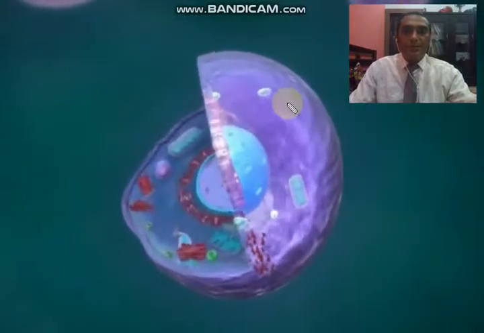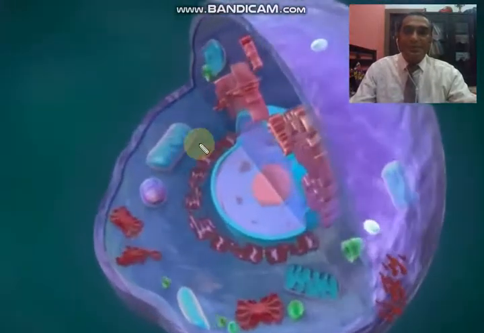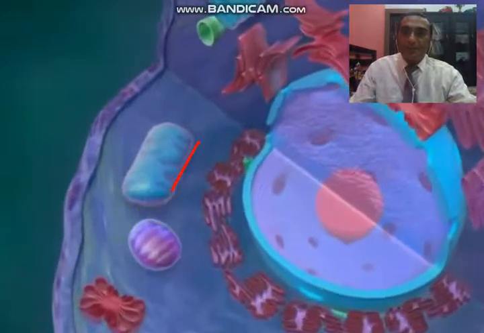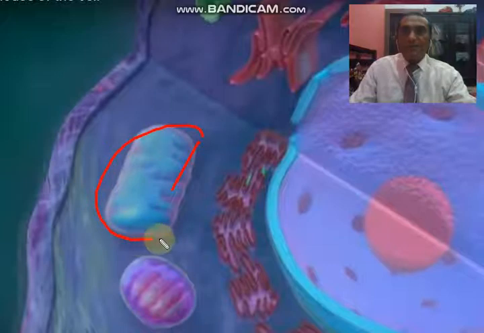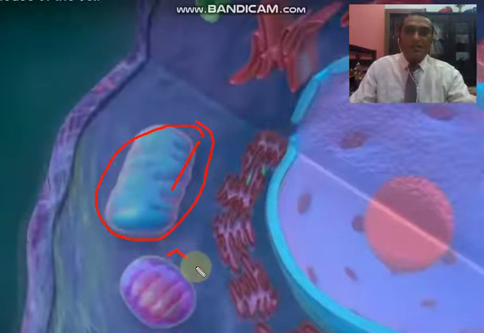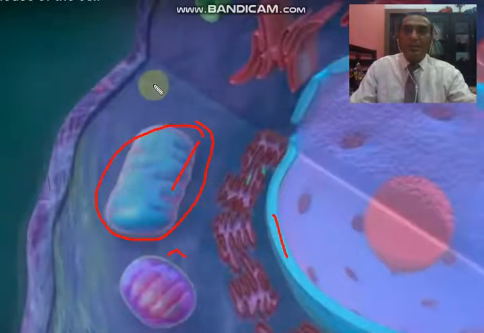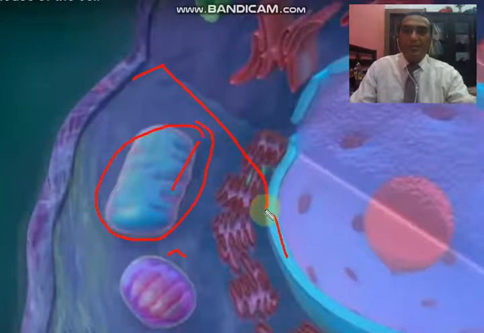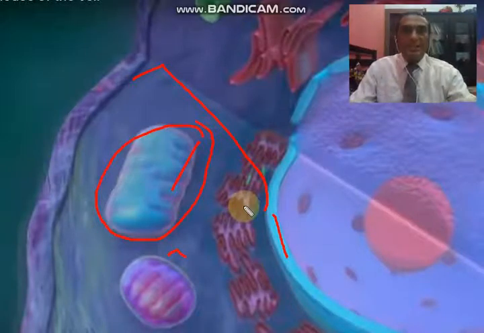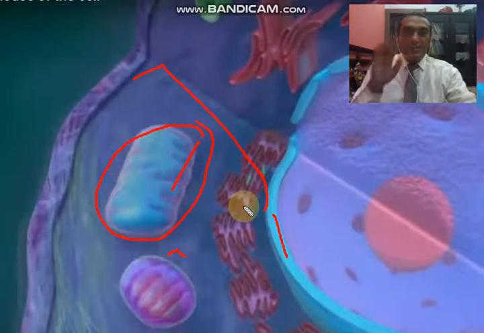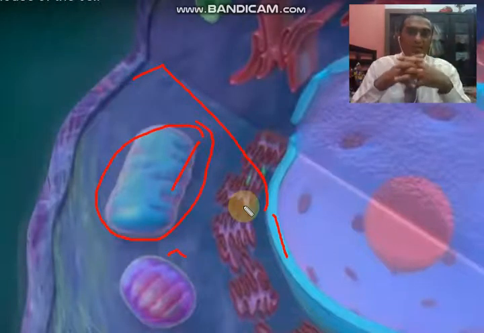mitochondria present inside the cytoplasm. This is mitochondria. You can see here, this is mitochondria. This is a structure of mitochondria, and this is also mitochondria present in the cytoplasm. This is the nucleus, and outside the nucleus, this portion is known as cytoplasm. Inside the cytoplasm, mitochondria, a powerhouse of the cell, is available.